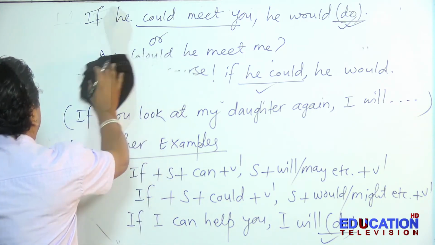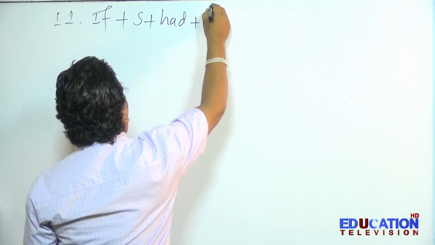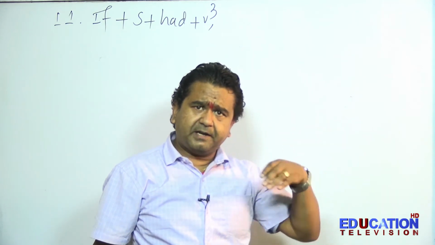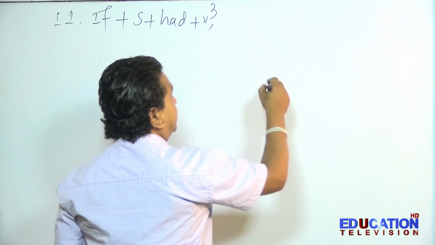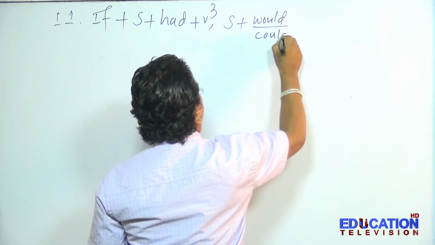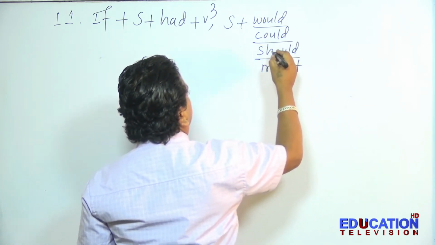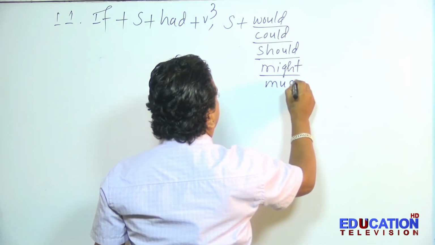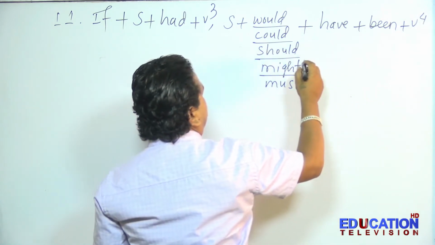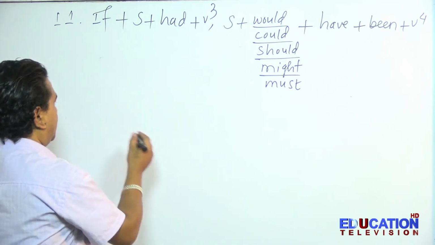Now number 11. If plus subject plus had plus V3. It's not necessary that the next side must be would have, could have, should have plus V3. There can be hypothetical perfect continuous. In a simple way, you can say subject plus would, could, should, might, must, plus have plus been plus verb-ing. Previously we talked about would have plus V3, could have plus V3, should have plus V3, but there can be verb-ing as well. How? Let us see.